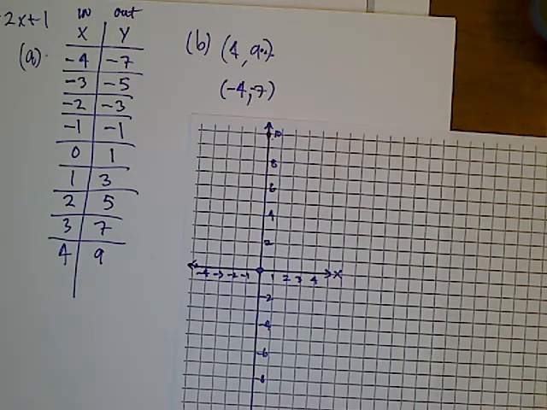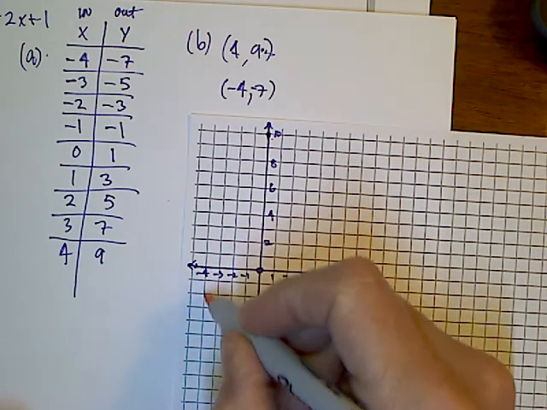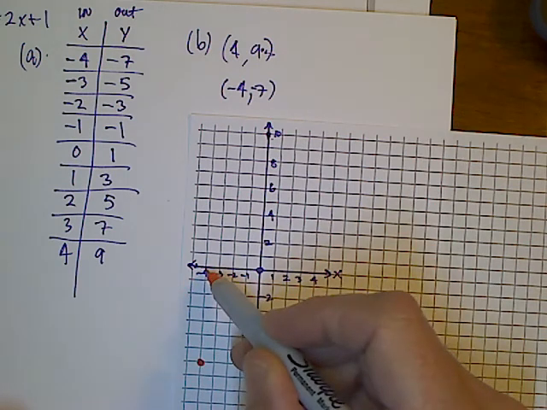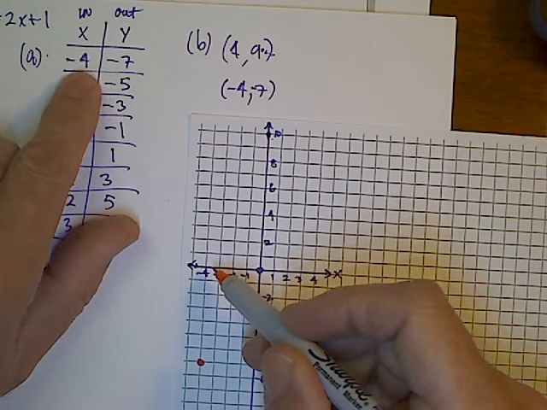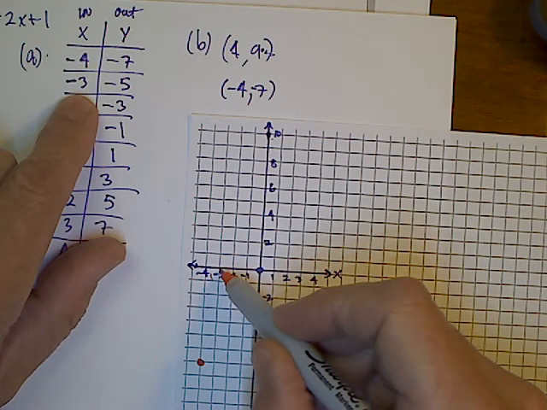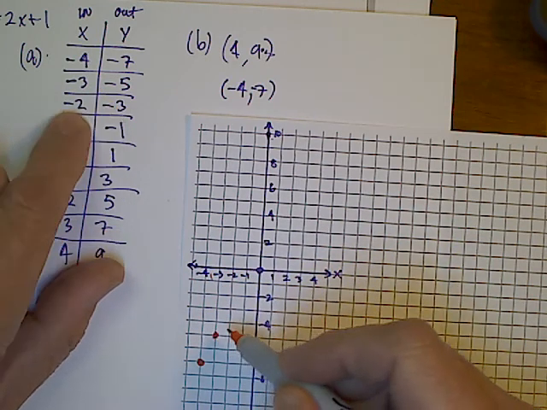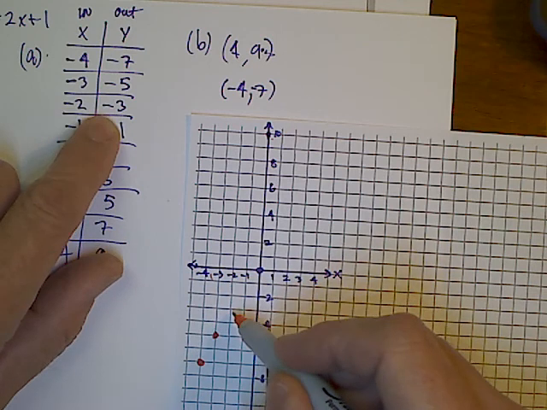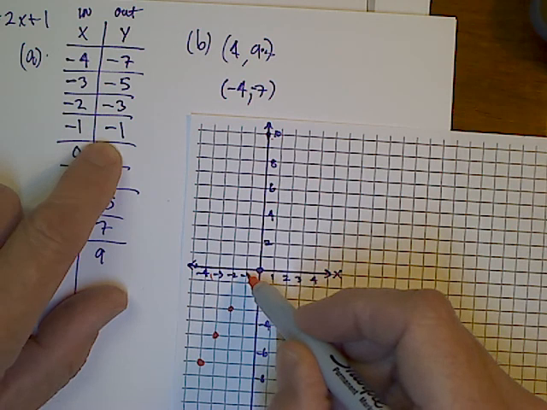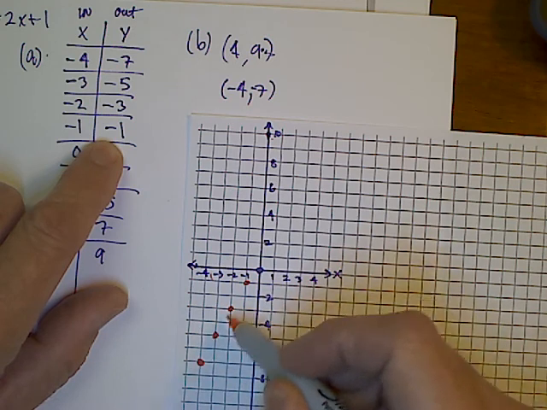So if we're graphing our values here, where is -4, -7? -4, -7 would be right here, right? So that's -4 on the x, right? That's this point here, -4, -7, right down here. And then -3 and -5, so -3 on the x, -5 on the y, right? -2 on the x, -3 on the y, -1 on the x, and -1 on the y, so right there. Hopefully we start to see that pattern already.